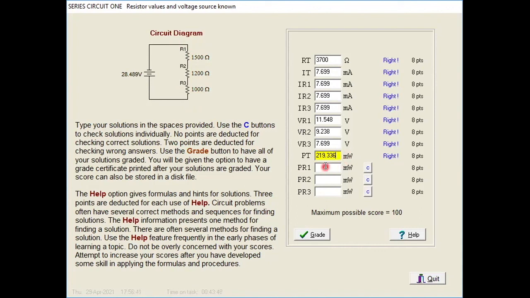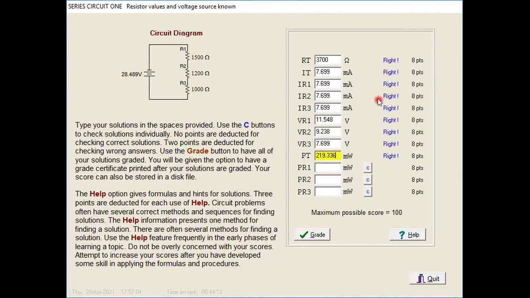How do we do PR1? Again, cover up the P in your pie, it's I times E. But in this case, it would be VR1 times IR1. And when we do PR2, it'll be VR2 times IR2. And when we do PR3, it'll be VR3 times IR3. So let's give this a shot.